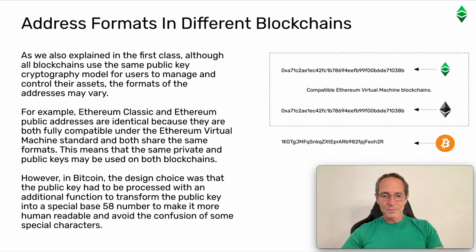This means that the same private and public keys may be used on both blockchains. However, in Bitcoin, the design choice was that the public key had to be processed with an additional function to transform the public key into a special base 58 number to make it more human readable and avoid the confusion of some special characters.